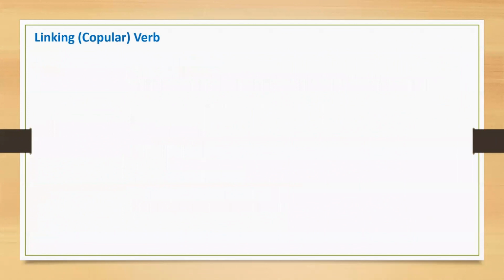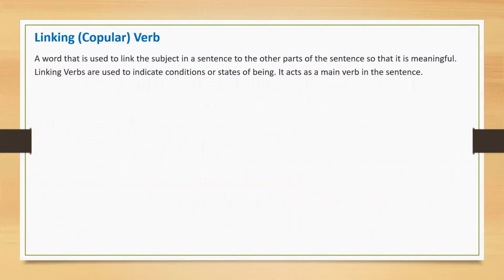Linking verb, a word that is used to link the subject in a sentence to the other parts of the sentence so that it is meaningful. Linking verbs are used to indicate conditions or states of being. It acts as a main verb in the sentence. For example, seem, taste, look, be, etc.